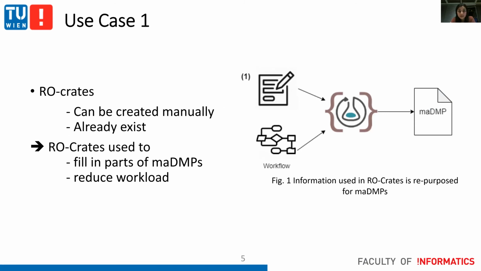So now that we have an idea about what RO-Crates are, we can learn more about the use cases of exchanging information between RO-Crates and maDMPs. So let's start with the first use case. In some cases, the data already exists and RO-Crates are either created manually or automatically, as you can see in the graph. And in this case, we can use RO-Crates to fill in parts of maDMPs. This allows us to significantly reduce the data management effort on researchers.